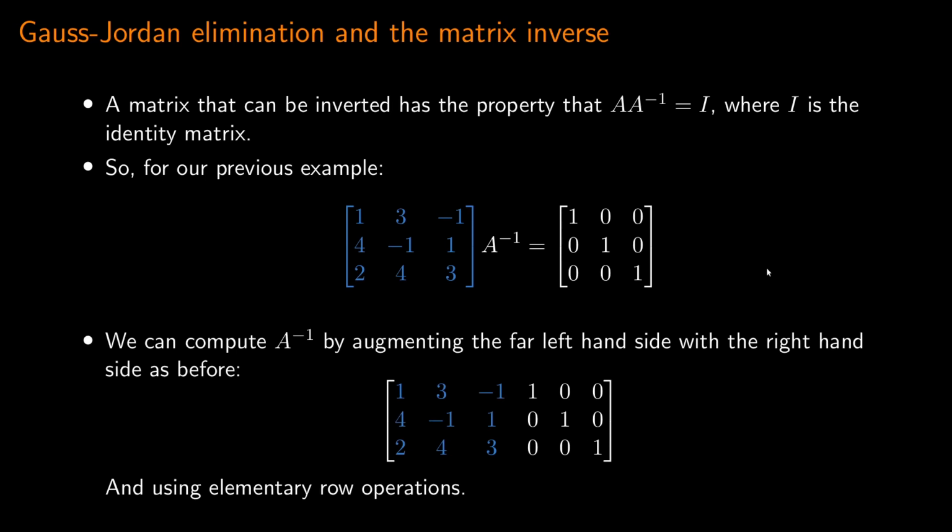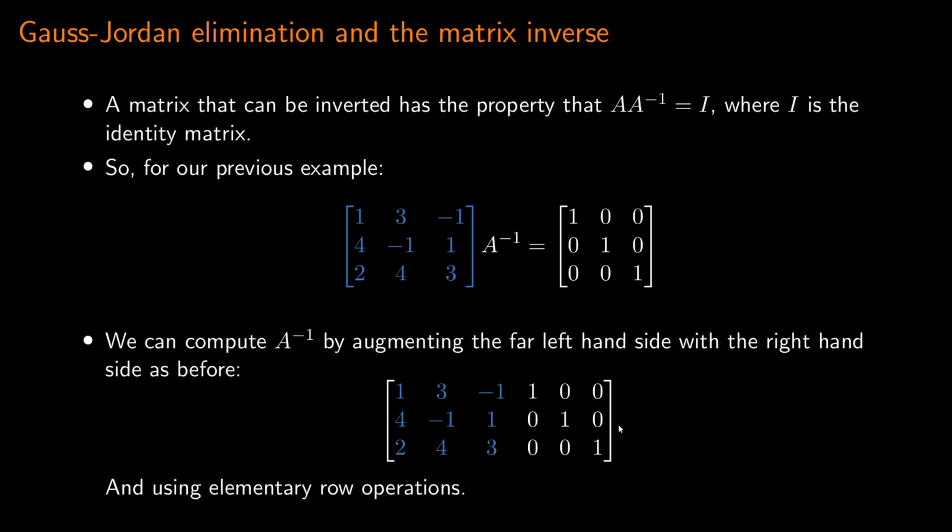So what we can do is, just as we did before, we can compute A to the minus 1, the inverse of A, by augmenting the far left-hand side, that's the coefficients in blue, with the right-hand side as before. So we take the 3 by 3 identity matrix in white, and we augment that into the 3 by 3 matrix that we have here in blue, and that gives us one matrix that now has 3 rows and 6 columns. Okay, now in order to try and make this clear, I'm going to stick to the same color scheme throughout. So we're going to leave these elements here in white, and these elements here in blue.